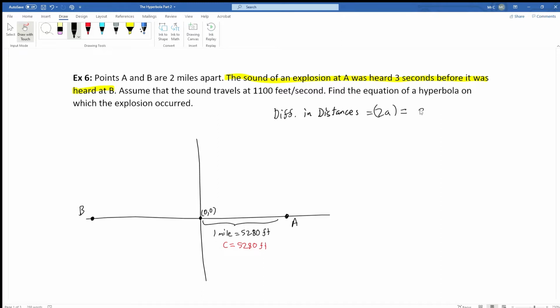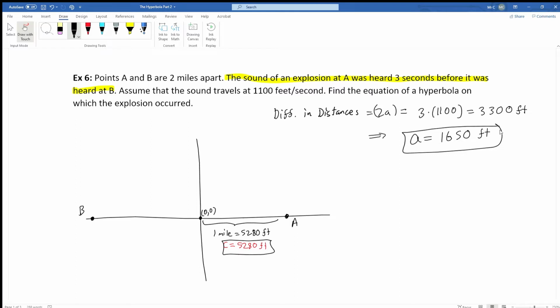is going to be 3 times 1100, right? If it's 3 seconds that go by and the sound is traveling at 1100 feet per second, that is 3 seconds times the 1100 feet per second. That gives me the number of feet, which is 3,300 feet. And if 2a equals 3,300 feet, then a is equal to 1,650 feet. So now we have our value for C, we have our value for A, and to find our equation, we just need the value for B now.